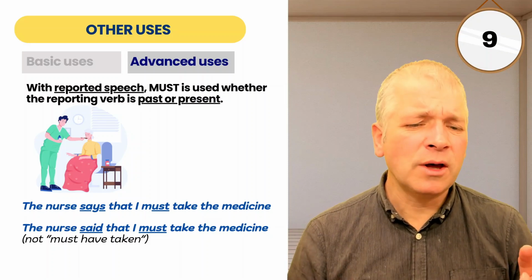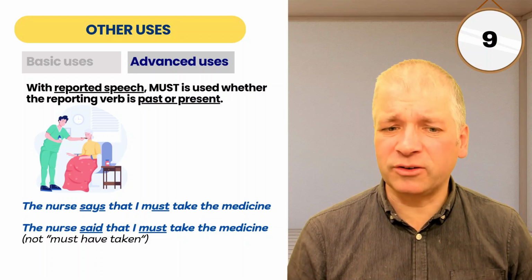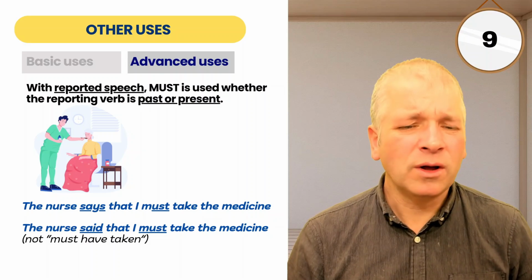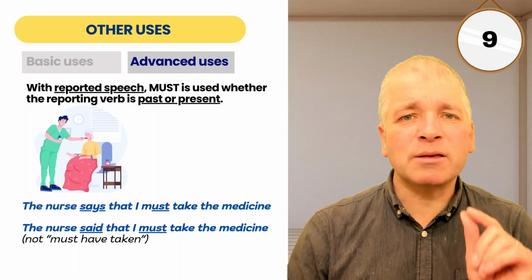We wouldn't use the past form of must that we use in other situations, such as with certainty. We wouldn't use must have. Not the nurse said that I must have taken the medicine. No, it stays must.